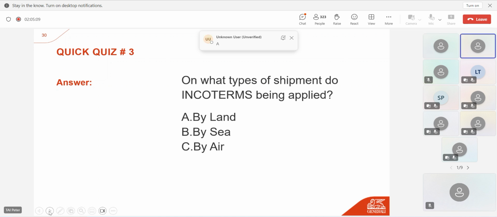Mostly Bs? Well, this is a trick question. The answer is all of them. Those who answer all, that means you are good. Remember, only one answer is applicable to all, not just by sea, but mostly by sea. FOB, CIF, mostly by sea. You're right, mostly by sea. But you can use this for all. You can use it by land, by air, by sea.